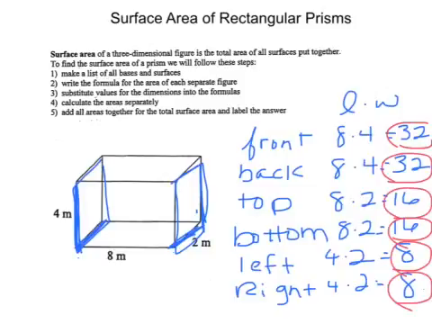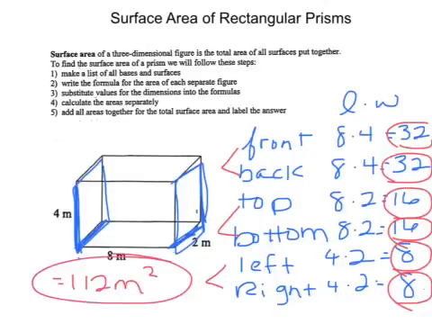What I want you to notice is that the front and back are identical rectangles, the top and bottom are identical rectangles, and left and right are identical rectangles. And that's how it will be for all of your rectangular prisms. The rectangle that is opposite of the other rectangle are identical. So you technically will now not have to do front and then back, but you can put them together, find that rectangle, and you would just double it, multiply by 2. So the surface area would be all of these areas added up, which would equal 112 meters squared. We do square it because it is area.